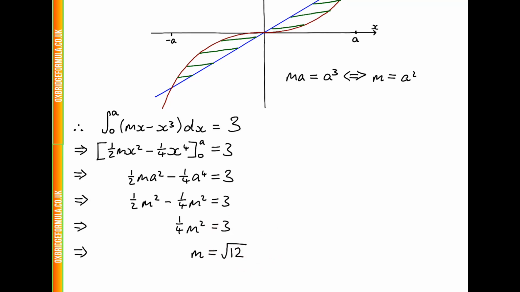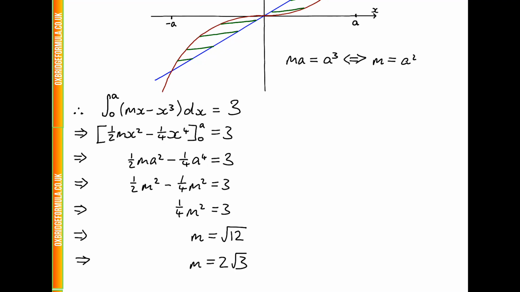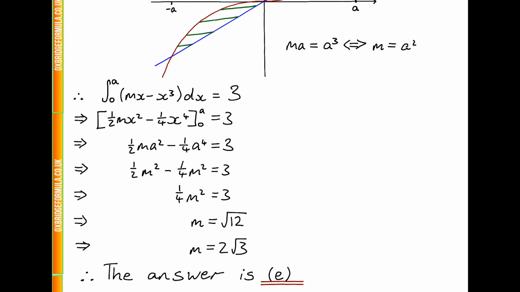And if you look back at the options above, then this is just telling us that m is equal to 2 root 3, which is option E. So the answer to the question is option E.